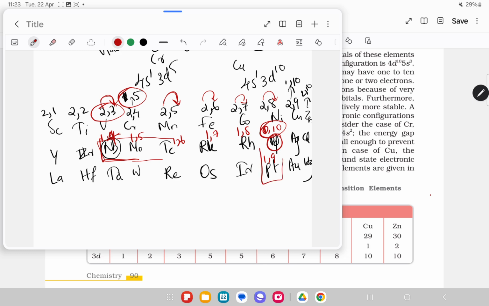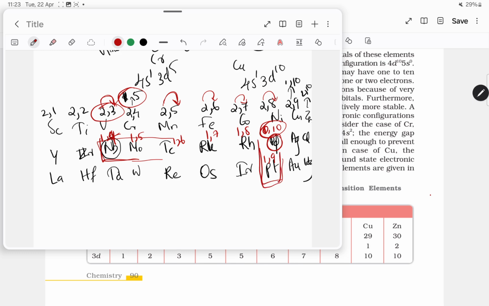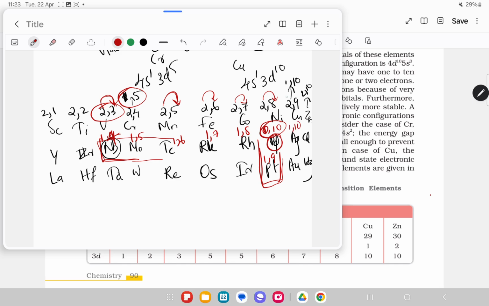Platinum it will be 1 9. So it goes like this, 1 9. Now here it is 1 10, jump. Okay, so this much exceptions are there. These are the exceptions. Start from Nb and go like this. So in all other cases there is no exception. For detailed data, if you need, I will show you that.